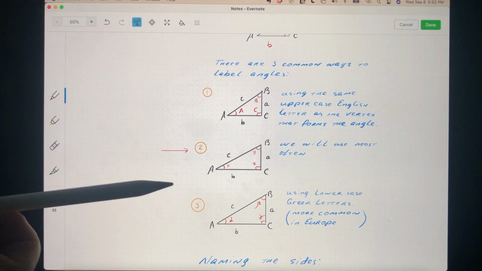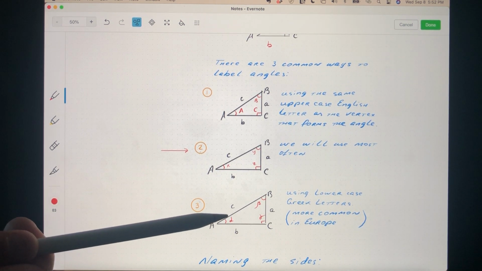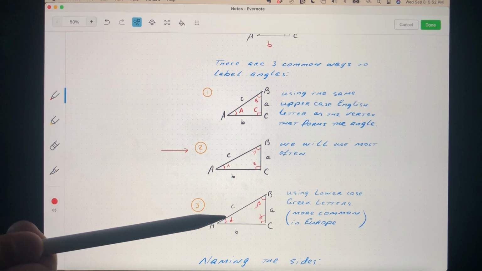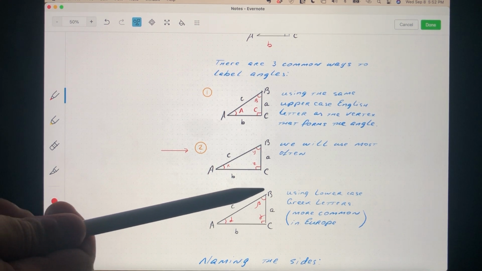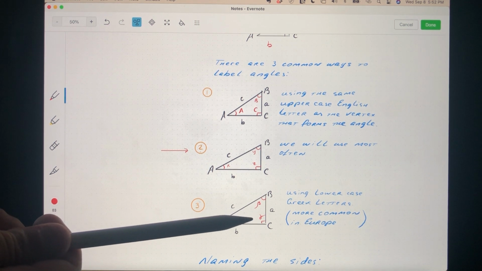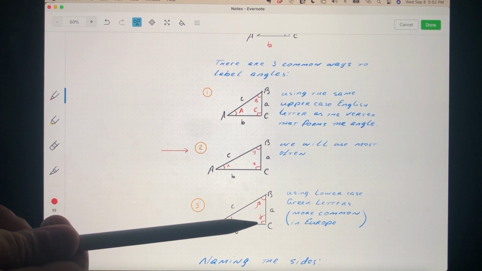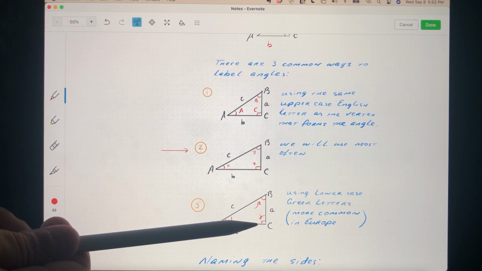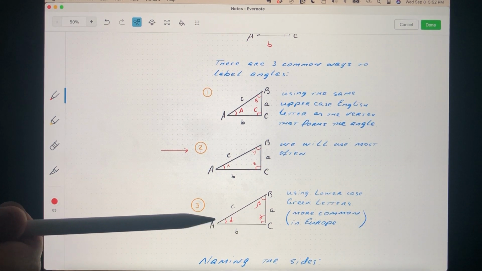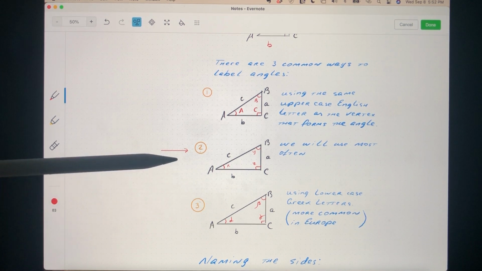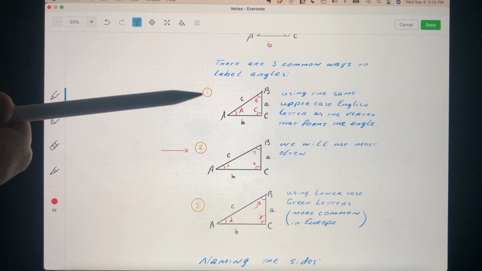And here we use lowercase Greek letters to name the angles. The angle next to the vertex A is called alpha. The angle next to the vertex B is beta. And the angle next to the vertex C is gamma. So if we are looking at some textbooks or videos online, we might run into this version if it didn't come from the United States. But most likely we will be using this or this.